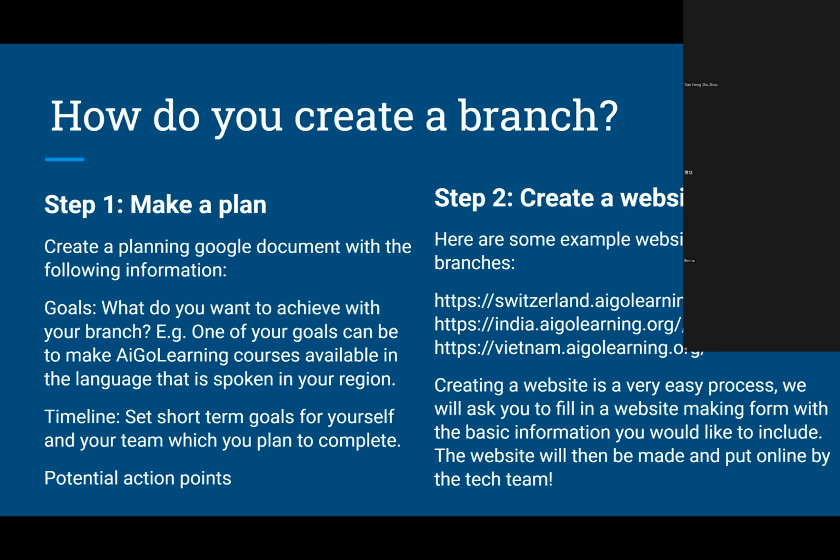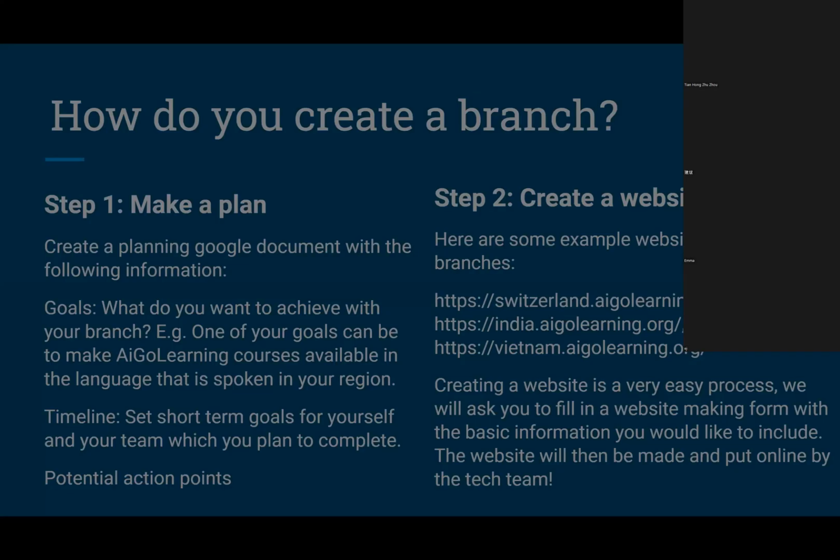So here are some of the steps you would follow, just to give you an overview of how you actually create a branch. You would have to make a plan and create a website. We actually have a very easy way of creating a website: you can fill out a form and the tech team will create a website for you. But if you know how to code and you're willing to create a website, that's amazing. Go for it, it's even better. And then we will give you a domain name and you will have a website established.